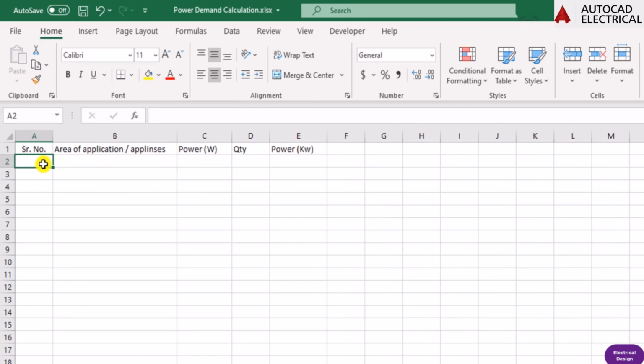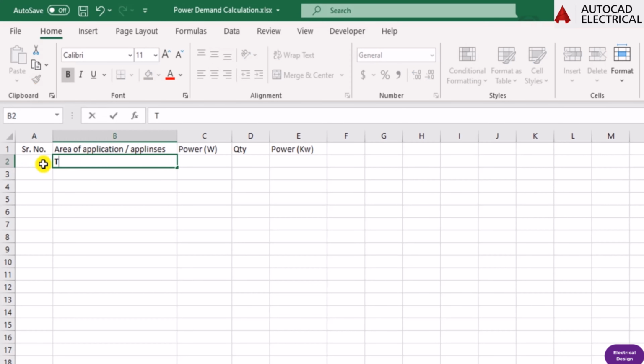For serial number 1, we need to calculate the power required for the typical flat in the building. Suppose there is one building and in that building multiple typical flats are available. So we need to calculate each and every flat's power demand. So for example, I will calculate the typical flat power demand required. I will mention it over here.